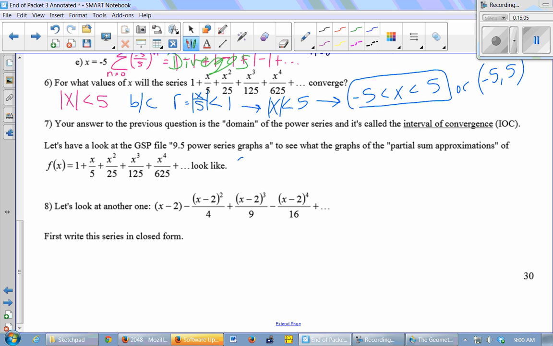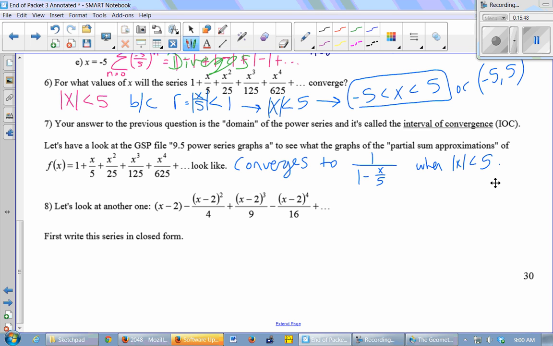So this will converge to 1 over 1 minus x over 5, we'll just leave it like that, that's fine, when the absolute value of x is less than 5. Okay, so in the interval of convergence, that is what that infinite sum adds up to. Okay, so it's an infinite polynomial that converges to this rational function. All right, so let's look at another one.